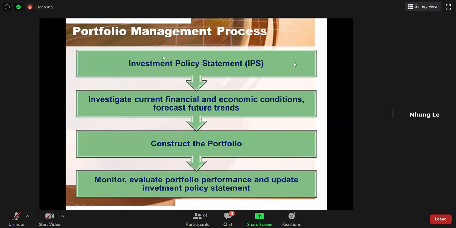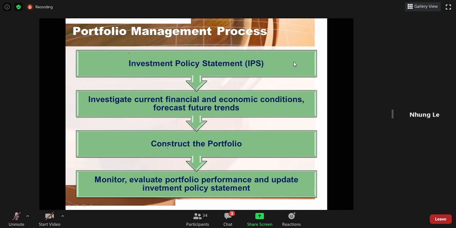First of all, have a look. This is the process for portfolio management. At the beginning, you remember that we have the investment policy assessment. After that, you analyze and investigate the current financial and economic condition. Based on that, you focus on what you should invest in your portfolio, right? In your robo assignment as well.